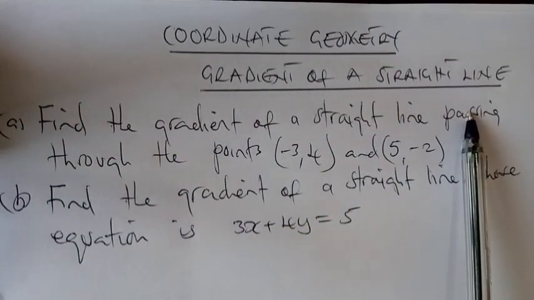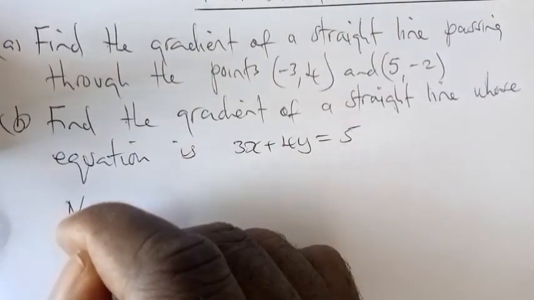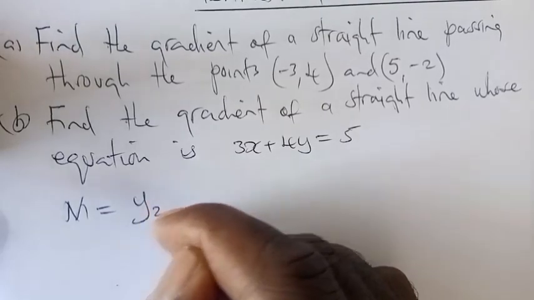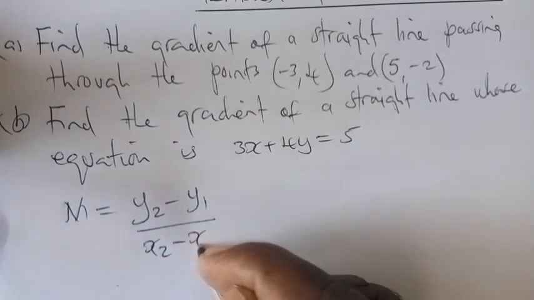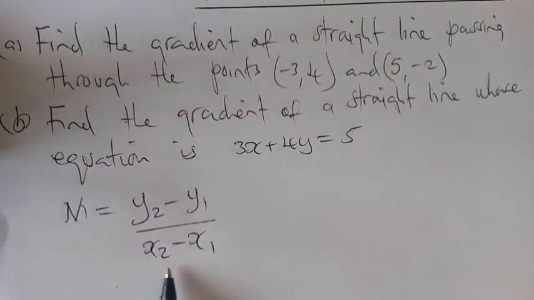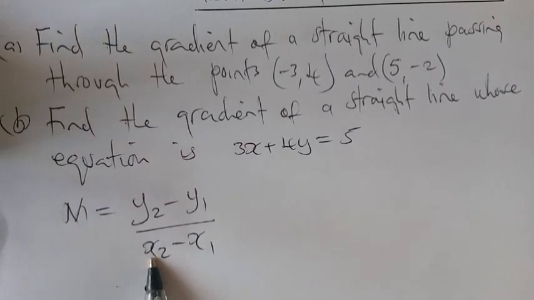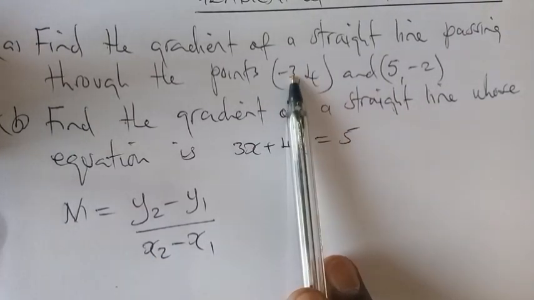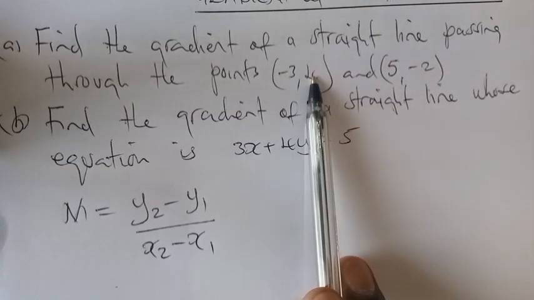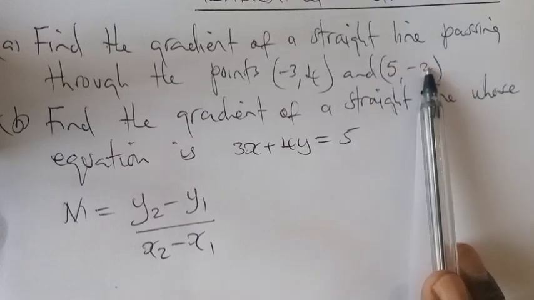So in the first situation, we use the formula gradient is equal to y2 minus y1 divided by x2 minus x1. This means that we are going to identify the values that we are going to use in this formula. The point that is mentioned first, the two coordinates, the first one is x1, the second one is y1. Then here this is x2 and that is y2. So these are the ones that we are going to substitute.